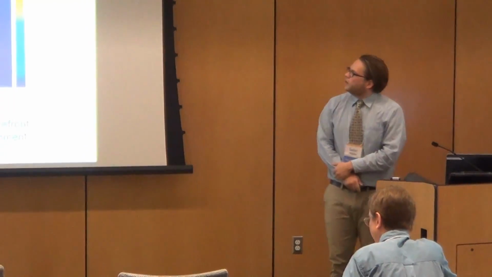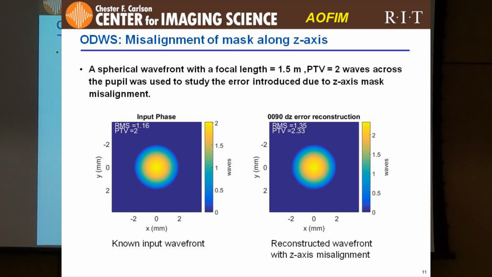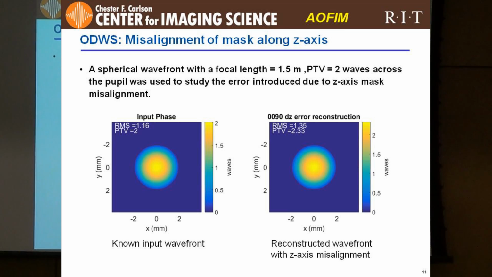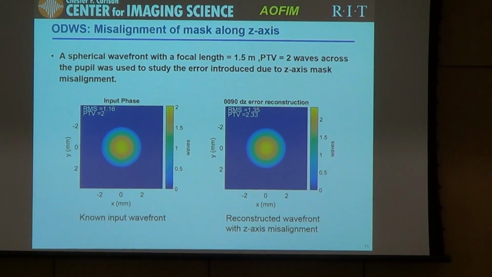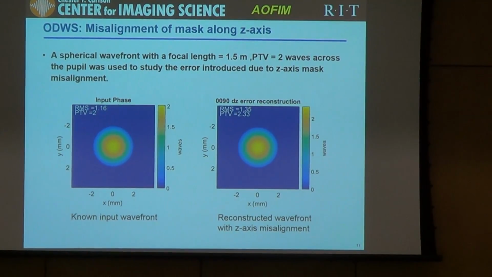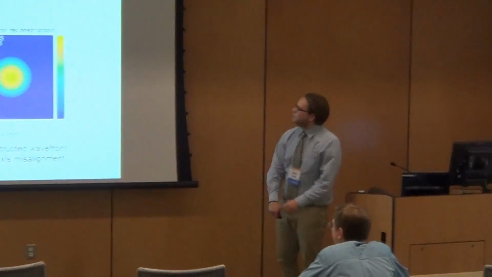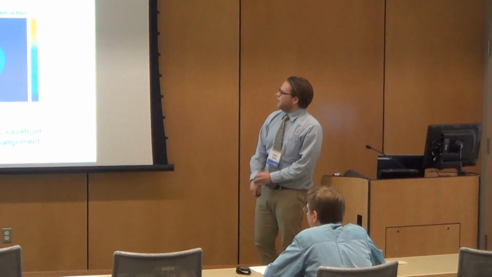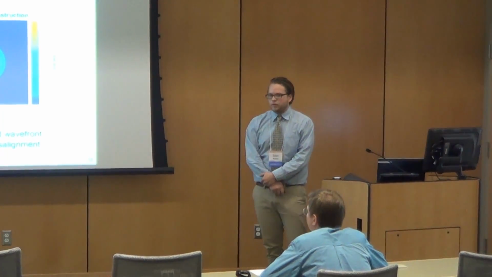So to use this, I used a wavefront that's simulating a spherical lens of focal length 1.5 meters. There's a peak to valley of 2 waves across this defined pupil to study the z-axis misalignment of the filter. And as you can see, I started off with 2 waves in the pupil, and then when it was off axis, I think by about 5 centimeters.